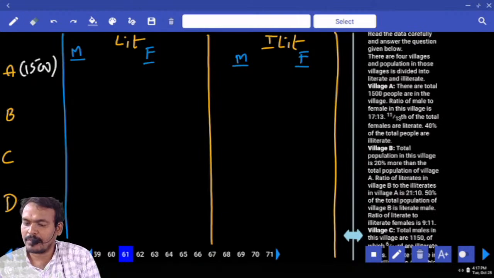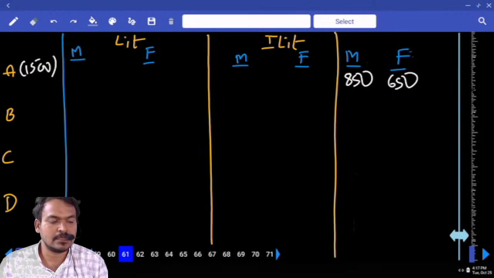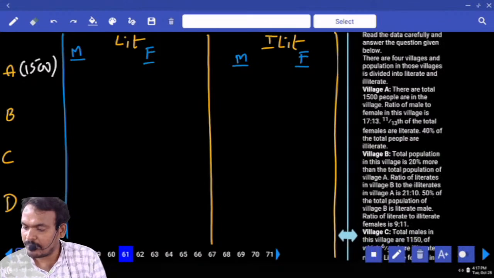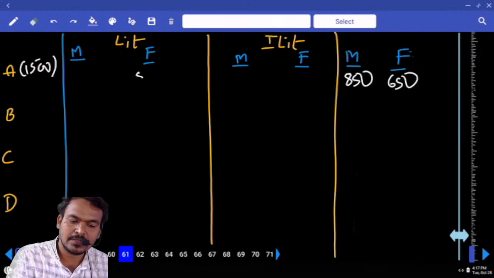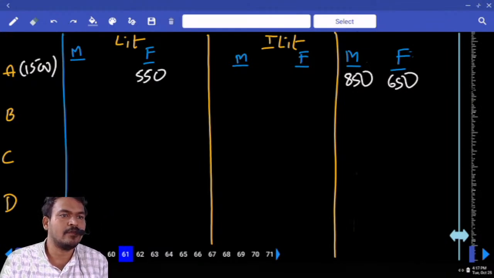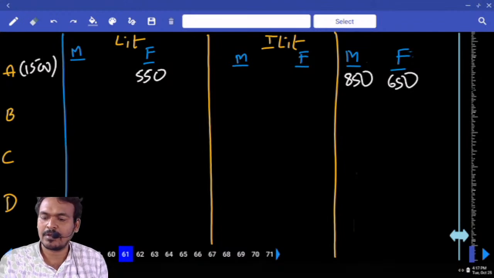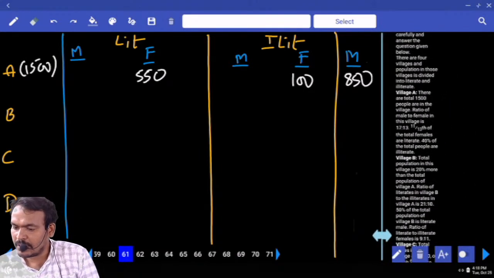11/13 of the total females are literate. What are the total females? 650. In that 11/13 is 550. That 550 are literate females. Literate females are 550, which means illiterate females are 100. Next.